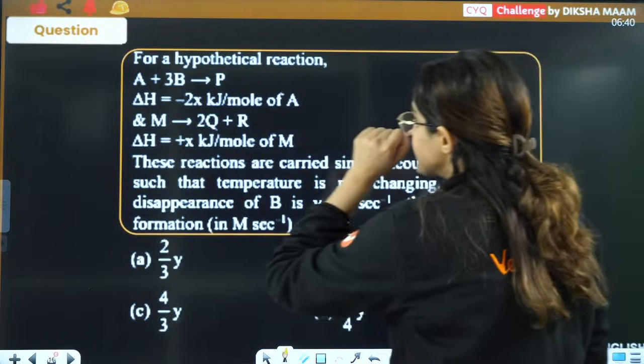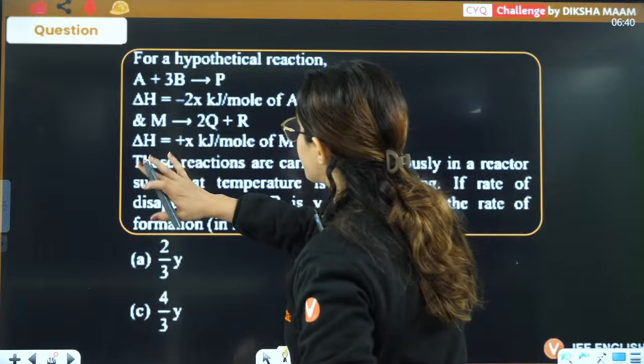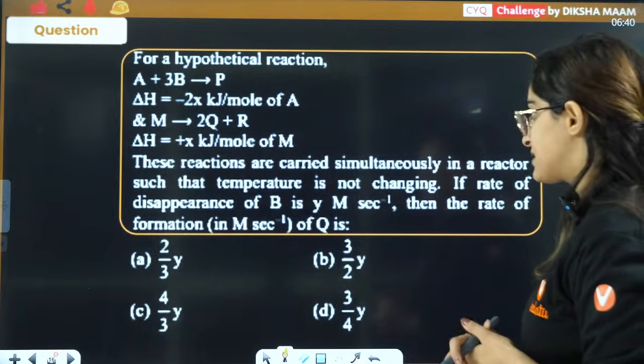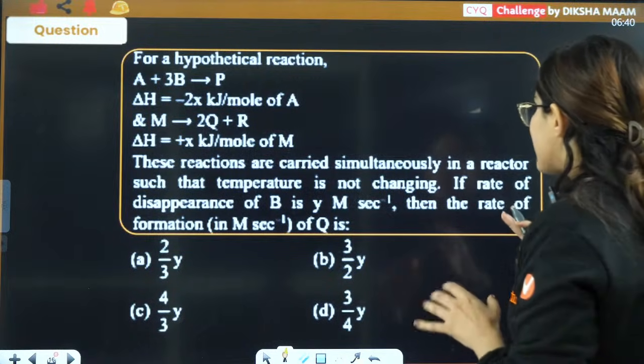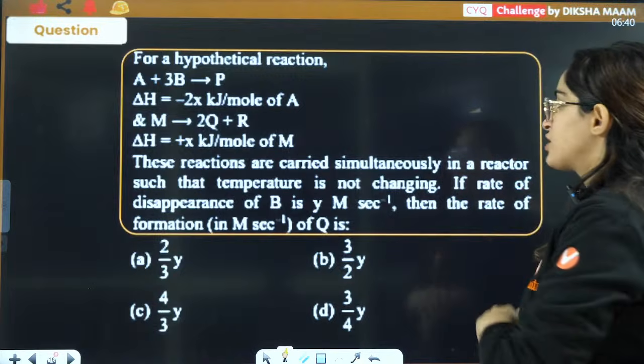So here it is. You have these two reactions. They are saying delta H of this reaction is -2X, and that is plus X. These reactions are carried out simultaneously. The temperature is not changing.